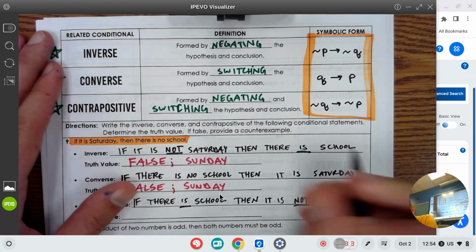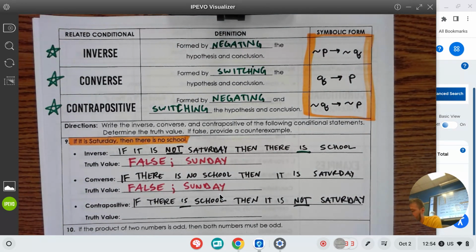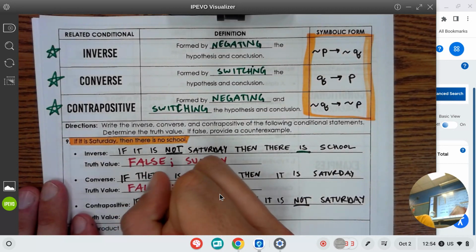And what do we think about that? If there is school, are you pretty sure that it is not going to be Saturday? Yeah, I agree. That's going to be a true statement.